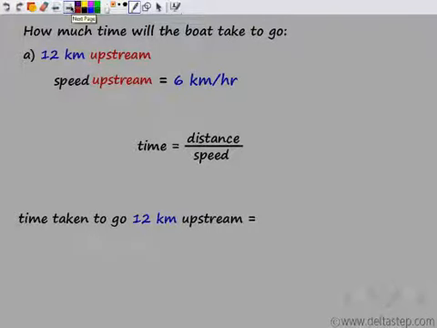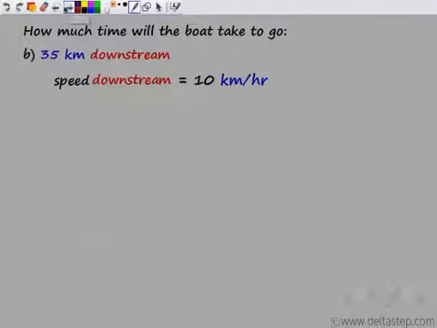So time taken to go 12 kilometers upstream would be distance by speed, which is nothing but 12 kilometers by 6 kilometers per hour, and this gives me 2 hours. That is, it would take 2 hours to go 12 kilometers upstream. Now let's look at the second case, which is we want to find how much time it will take to go 35 kilometers downstream. We already know that speed downstream is 10 kilometers per hour. That is the sum of both the speeds.